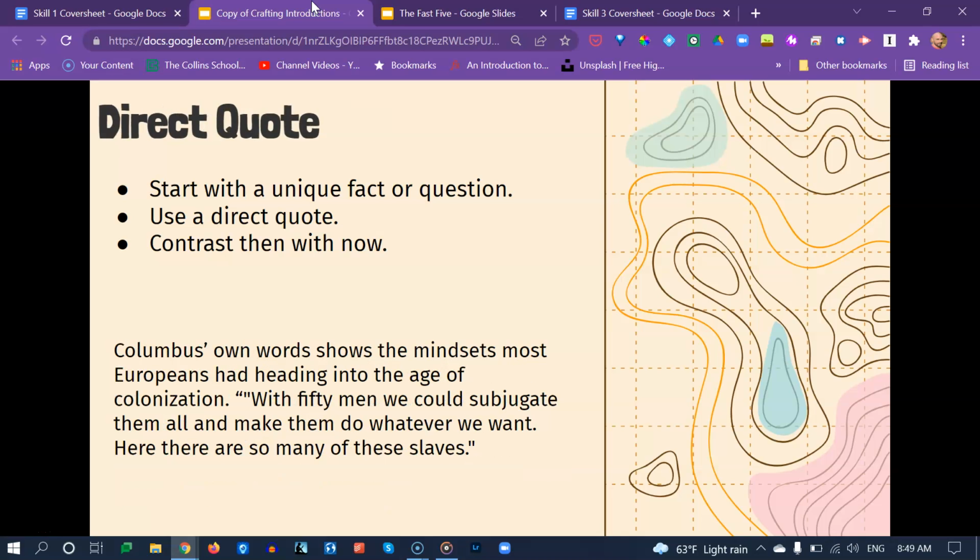What about a quote? Christopher Columbus's journal is published online, so you can find it. These are his actual words. But not in English, he wrote in Italian. Columbus's own words show the mindsets most Europeans had heading into the age of colonization. With 50 men, we could subjugate, so that means take over, make slaves of them all and make them do whatever we want. Here there are so many of these slaves.